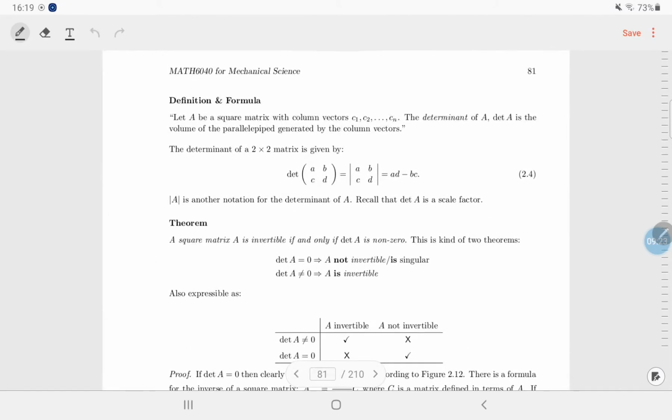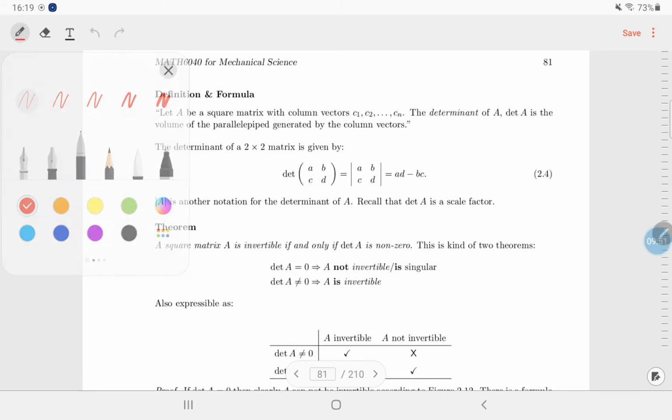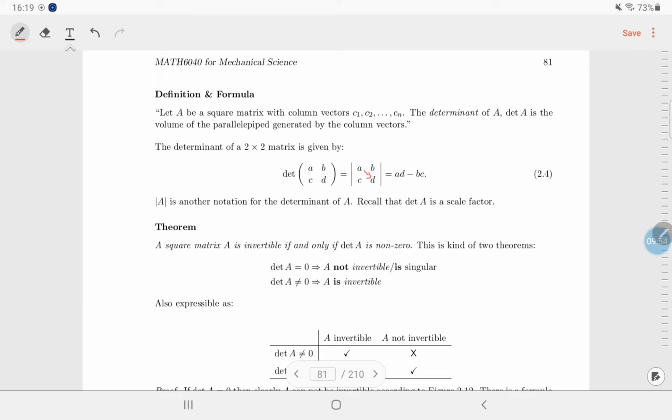Okay, so what do we got? For a square matrix A with column vectors, the determinant of A is the volume of the parallelepiped generated by the column vectors. Now you don't really need that. You just need to know how to calculate 2 by 2 determinants and 3 by 3 determinants, and know that they're scale factors, and we'll write down something in a second. If the determinant is 0, the matrix is not invertible. If the determinant is non-zero, it is invertible. So the determinant of a 2 by 2, easy enough, you've seen this before. Right down diagonal minus left down diagonal.